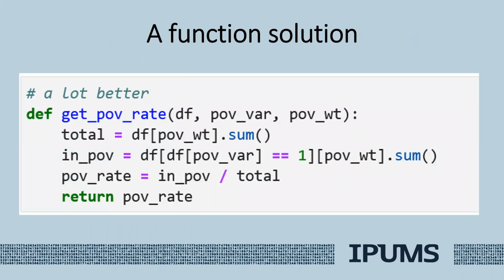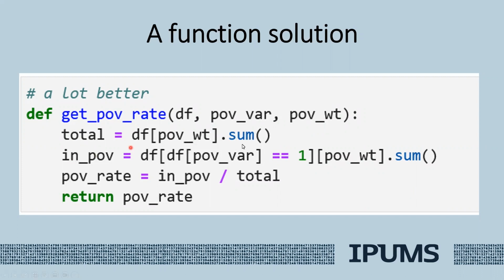All right, so here is an example of what that function might look like. I'll talk through this and then we'll apply it to our example in just a minute. So here we've defined a function called getPovRate, and it does what it says in the name. It takes our data and the name of our poverty variable and our poverty weight as arguments. And then it performs the calculation of those poverty rates using our specified inputs.